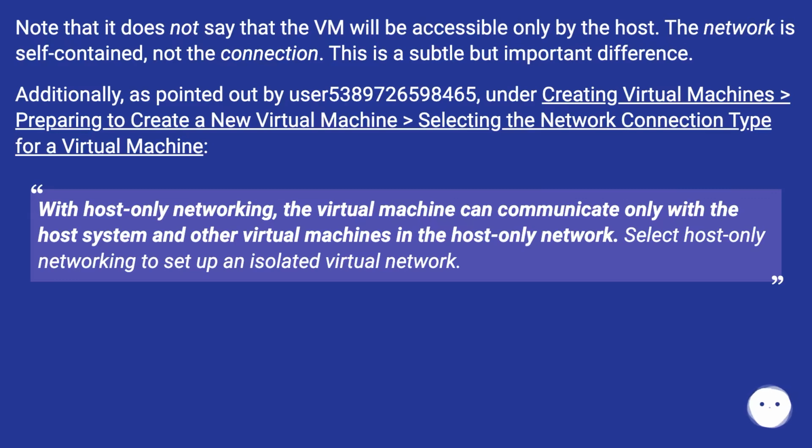Additionally, as pointed out by user 5389726598465, under Creating virtual machines > Preparing to create a new virtual machine > Selecting the network connection type for a virtual machine: With host-only networking, the virtual machine can communicate only with the host system and other virtual machines in the host-only network. Select host-only networking to set up an isolated virtual network.